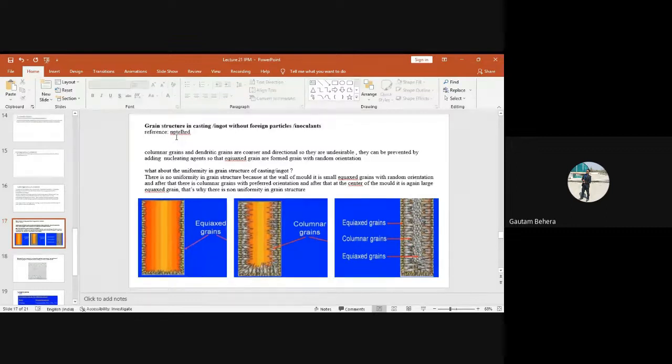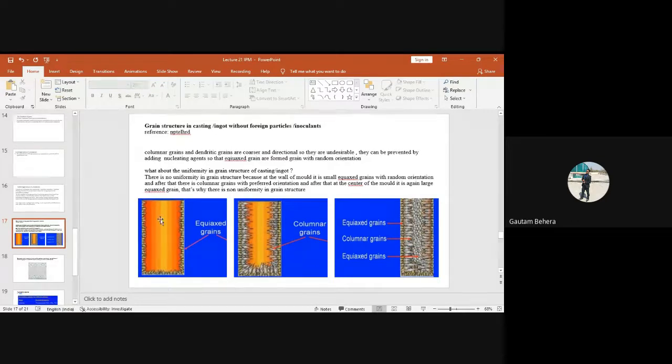So now tell me, now I'll show you which kind of solidified grain structure will form. This is the first image. This is an image of a mold.